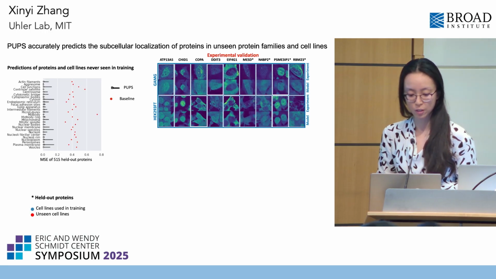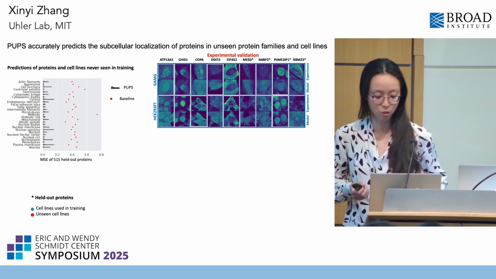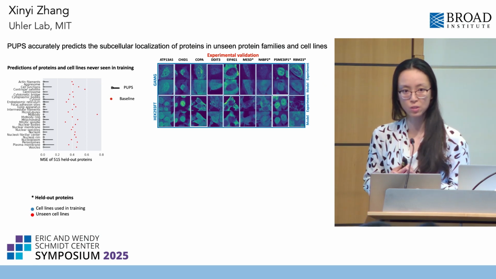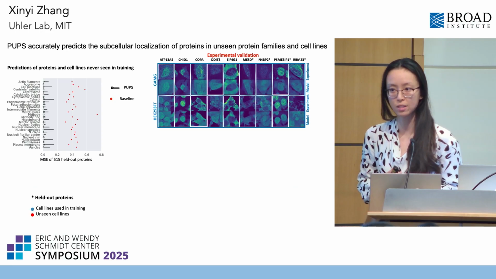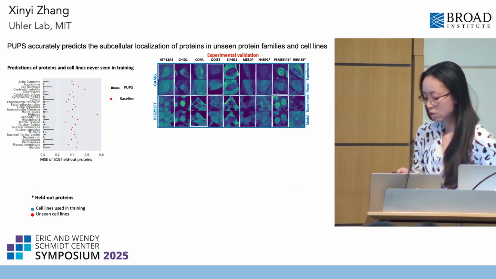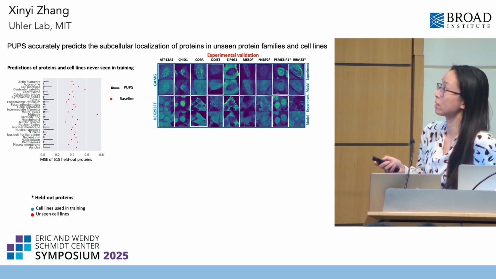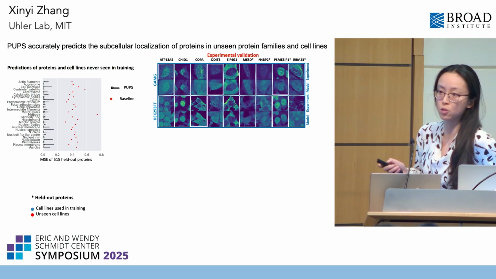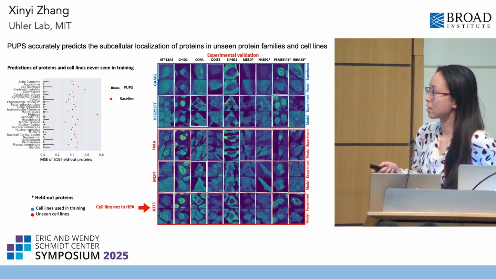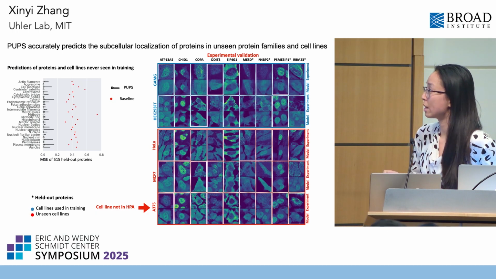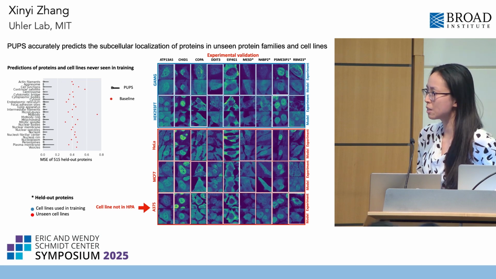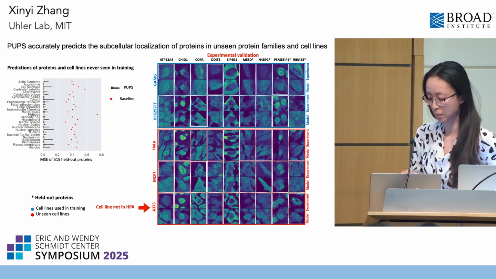We collaborated with Fei Chen at the Broad Institute to perform experimental validations to see, in addition to predicting localization in unseen proteins and unseen cell lines, whether we can also predict localizations in new experimental contexts. We looked at two cell lines that the model has seen in training, and we can see that our model prediction aligns quite well with the experimental validation, even for proteins that were not used in training. We can then look at cell lines that the model has never seen before, and again, our model performs quite well and aligns well with the experimental validation, even for a cell line that's not included in HPA.